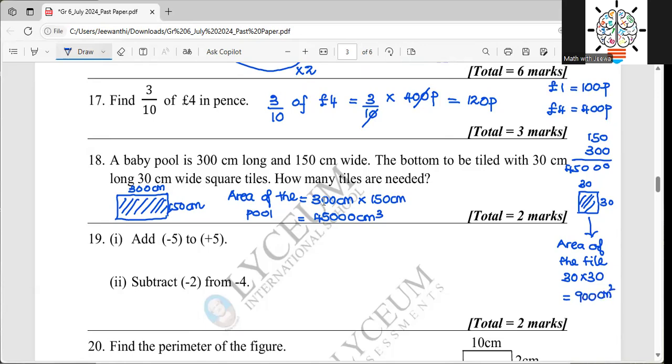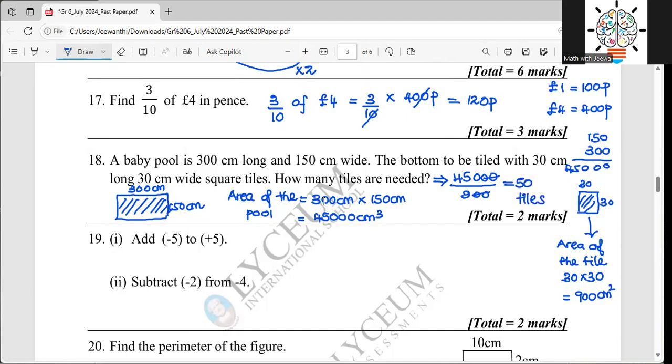So then we write the number of tiles needed. How do you find it? The total area is 45,000, and one tile is 900. So when you divide, what will it give you? We can cancel these two zeros. 9 times 5, 45. So then we need 50 tiles.